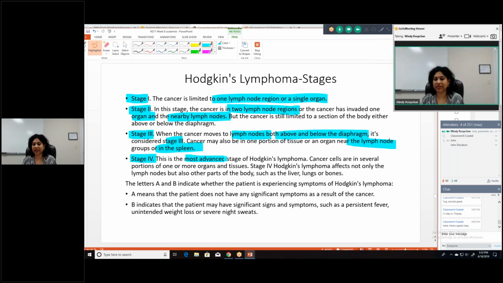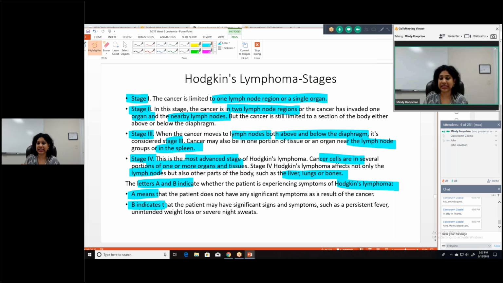At stage 4, it's the most advanced stage. Cancer is now in several parts or more than one organ or tissue. It not only affects the lymph nodes, but now other parts of the body. So the liver, lungs, or the bone, it's metastasized. We also have letters A and B to indicate whether the patient is experiencing symptoms of Hodgkin's lymphoma. So if it's A, it means the patient has not had any significant symptoms as a result. And if it's B, it shows that the patient has had significant signs and symptoms, persistent fever, for example, weight loss, or night sweats. So A and B. So they stage it and then they put letters to it.